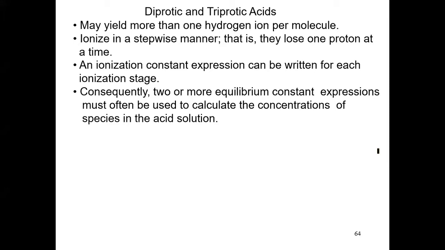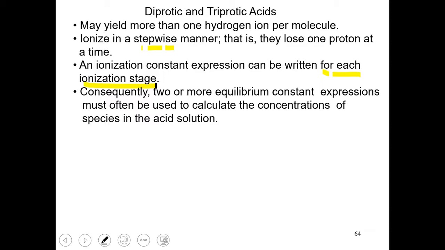Let's talk about polyprotic acids. A diprotic or triprotic acid, which are the more common ones, may yield more than one hydrogen ion per molecule. Now, here's the important thing: when a polyprotic acid ionizes, it does so in a stepwise manner, okay? Very important, in a stepwise manner. In other words, they don't ionize all hydrogens at once. It's just one at a time, one proton at a time. So what you do is you write an ionization constant expression, or a Ka, for each ionization stage in the process.